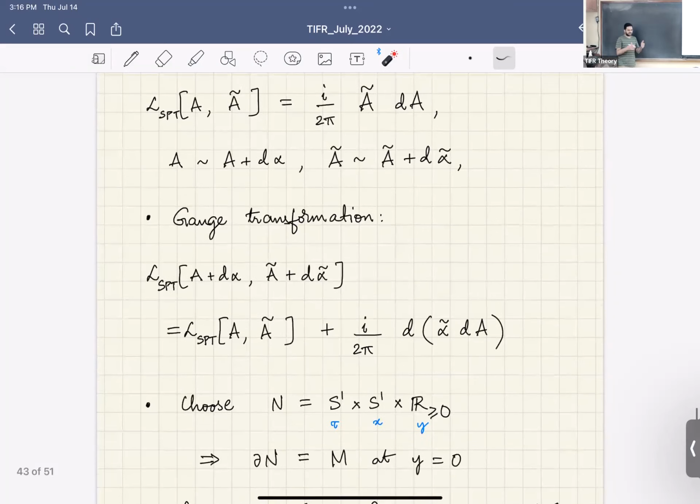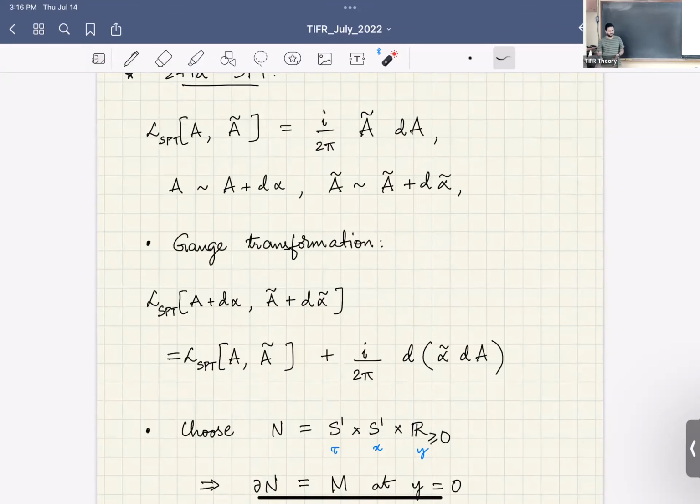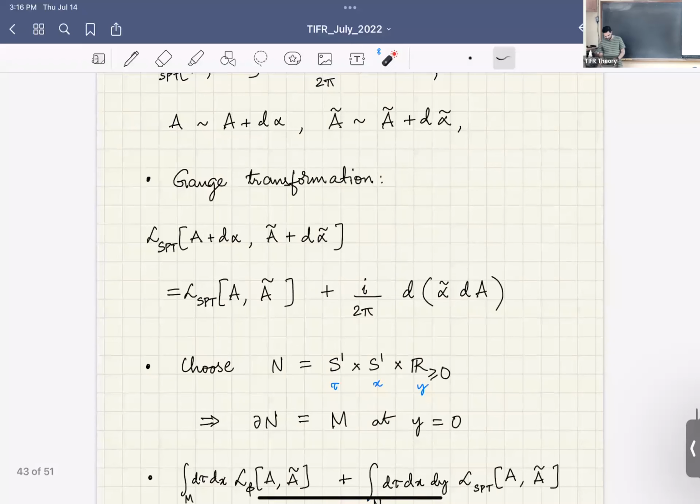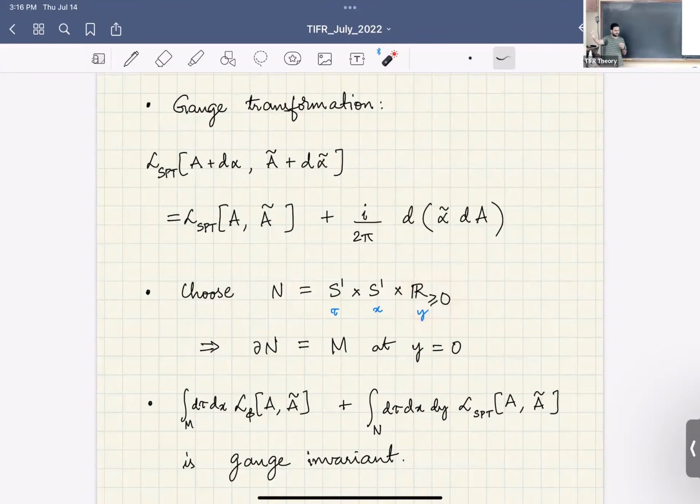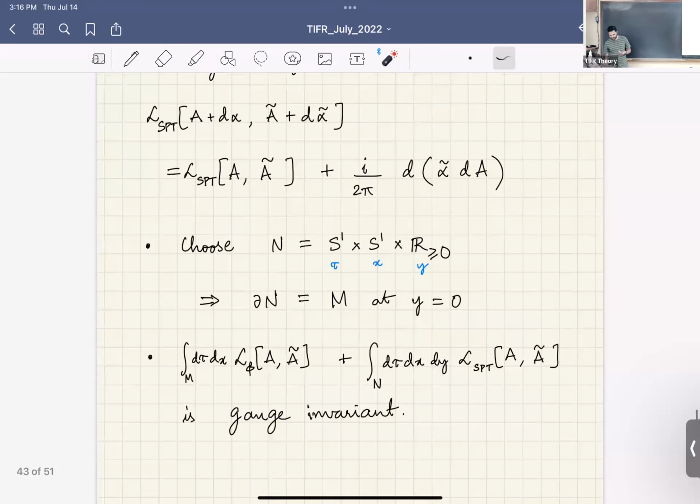So when you place this theory on a closed manifold without any boundary, it's gauge invariant. But if we choose our 2 plus 1 manifold to be n times a half real line, like a ring, then there is a boundary. The boundary is just n. And on this boundary, the transformation of this SPT action cancels the transformation of the anomaly. So this combination is then gauge invariant when we couple it to both gauge fields.